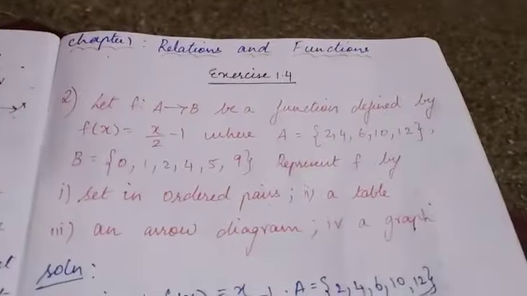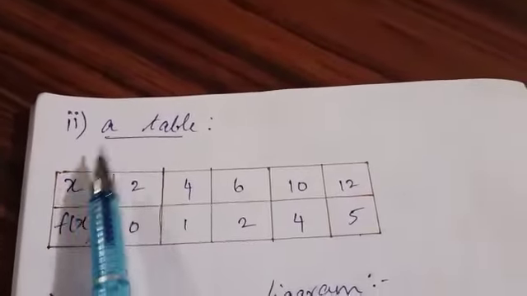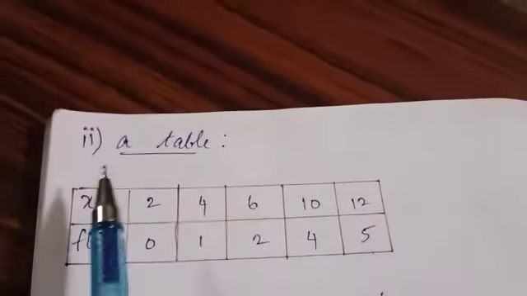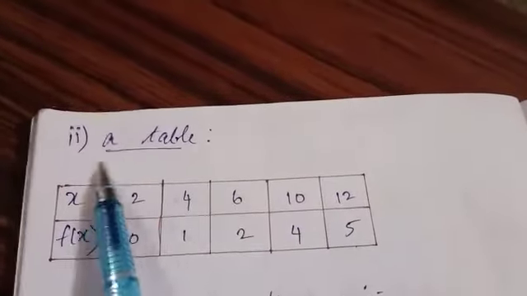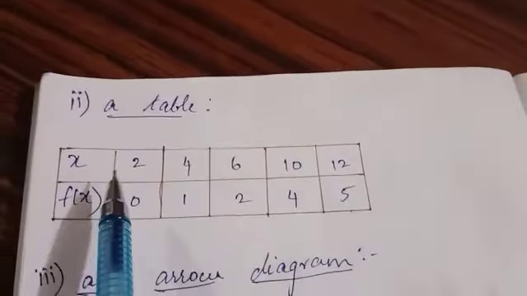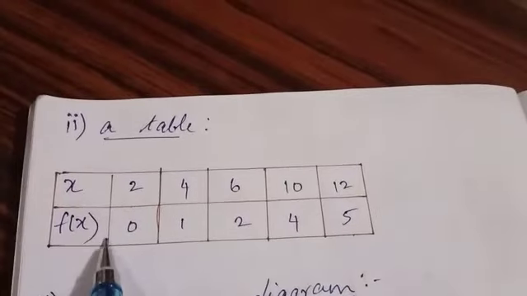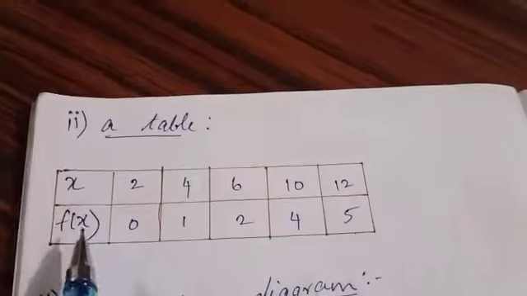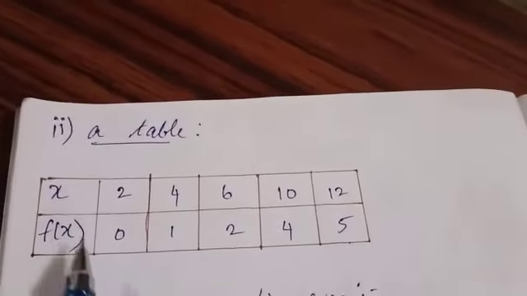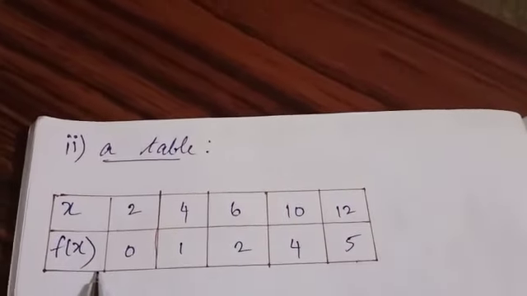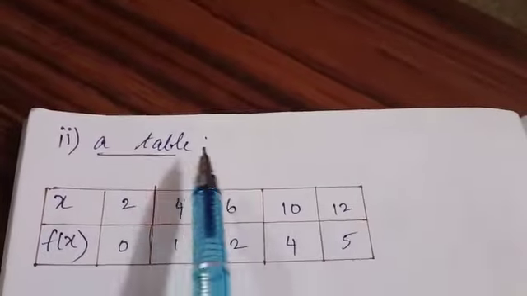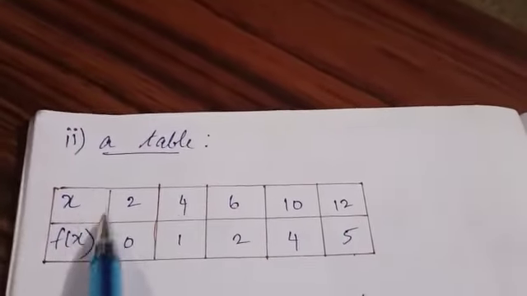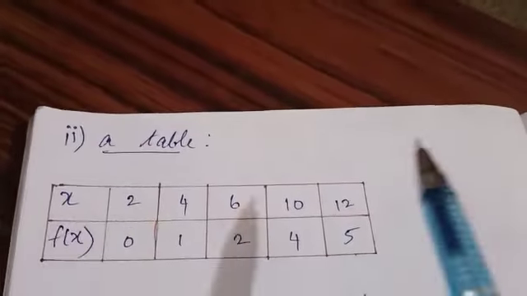Next, what is the second subdivision? A table. So our second subdivision is a table. So now we are going to represent our function in a table. In a table we have two rows. The first one is x and the second one is f of x. This will not change. If we are asked to represent a function in a table, the first row must be x and the second row must be f of x.